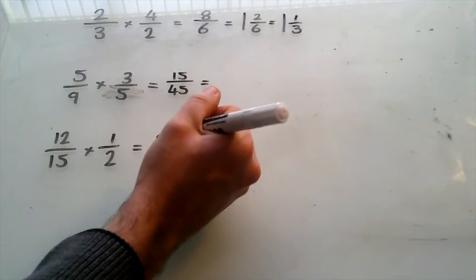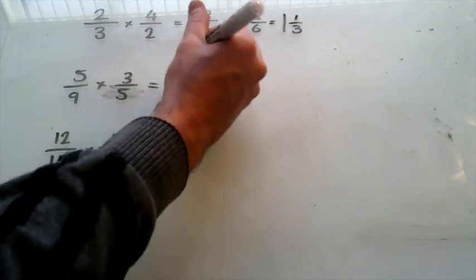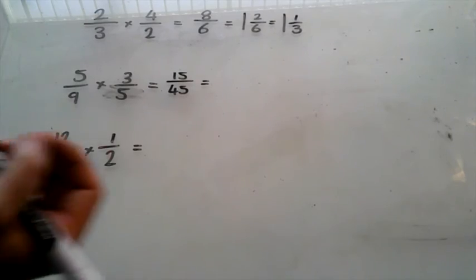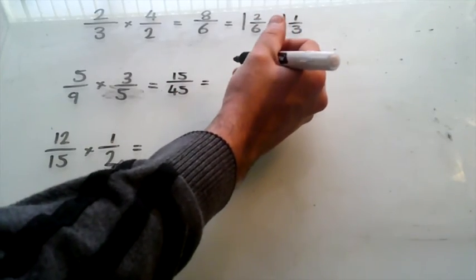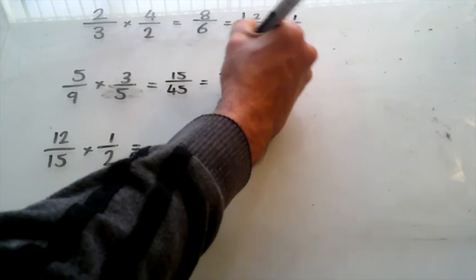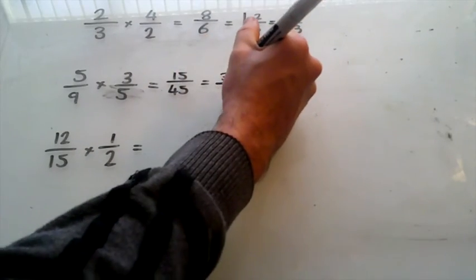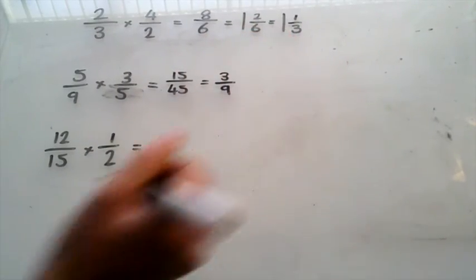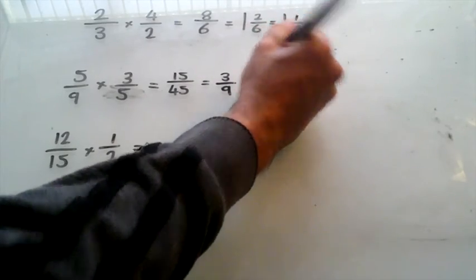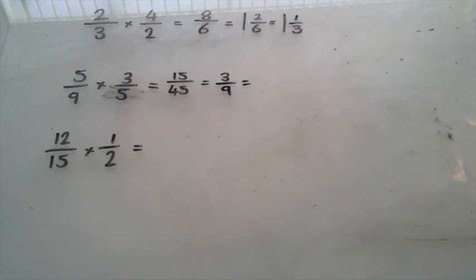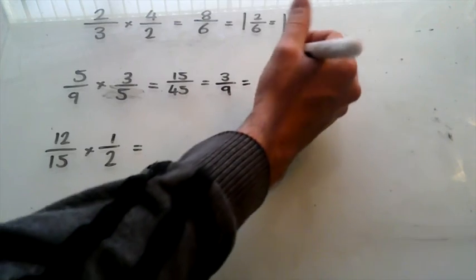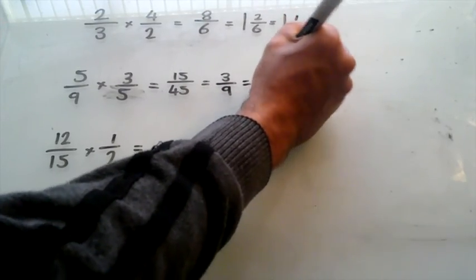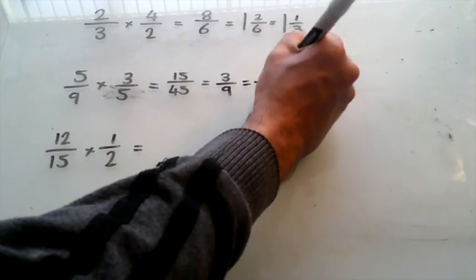The next one, we've got 5 times 3, which is 15, 9 times 5, which is 45. We can then simplify that because 5 goes into both 15 and 45. It is a common factor. So we've got 3. And how many 5's go into 45? 9. Of course, we can then simplify that again. So we can do how many 3's go into 3? 1. How many 3's go into 9? 3.